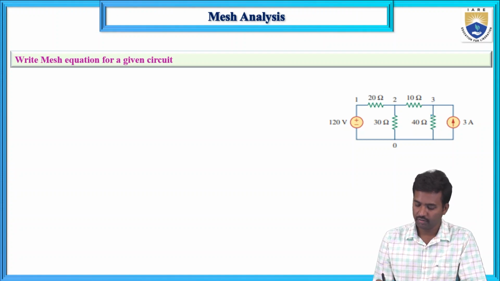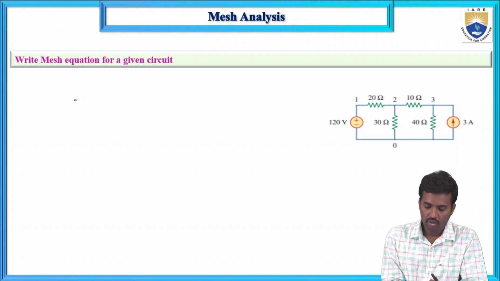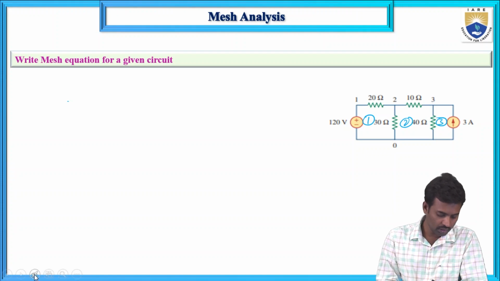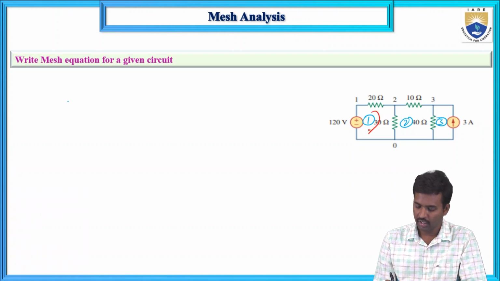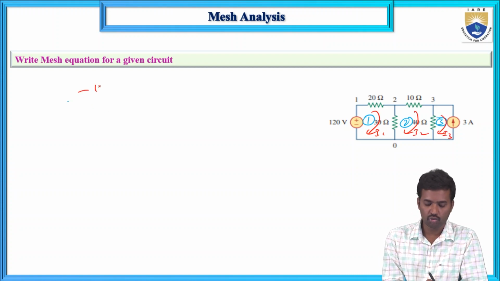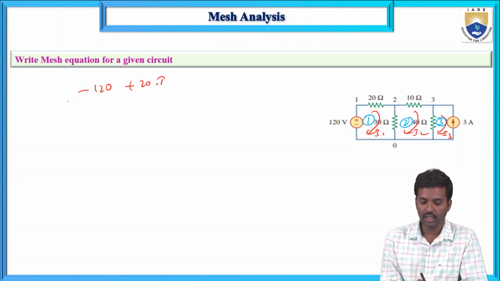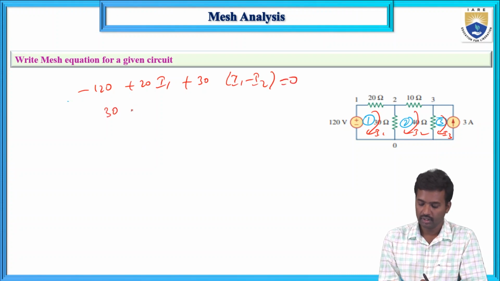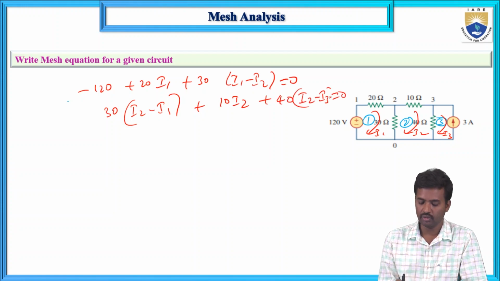Now, write the mesh equations for a given circuit. So first one is, how many meshes? 1, 2 and 3. So now here let me change the color. I1 current, I2 current and I3 current. So minus 120 plus 20 I1 plus 30 I1 minus I2 equals 0. Next here 30 I2 minus I1 plus 10 into I2 plus 40 into I2 minus I3 equals 0.